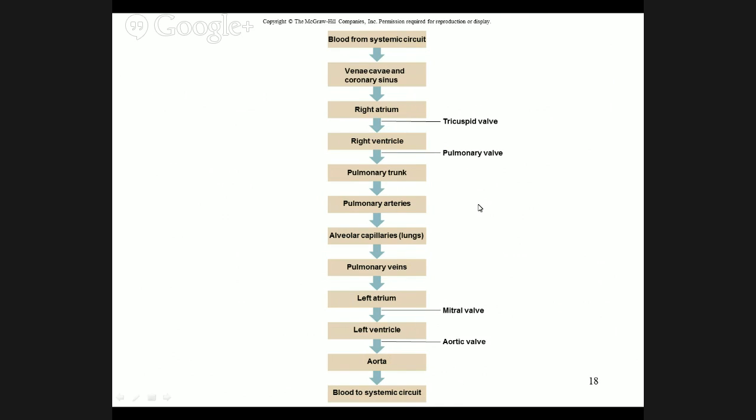And here's just a flow chart of that. As you can see, from the right atrium, blood travels through the tricuspid valve, the right ventricle, to the pulmonary valve, to the pulmonary trunk, to the pulmonary arteries, into the lungs. Gas exchange occurs in the alveolar capillaries. The oxygenated blood is then sent to the pulmonary veins, to the left atrium, through the mitral valve to the left ventricle. It's pumped through the aortic valve to the aorta and back to the systemic circuit.